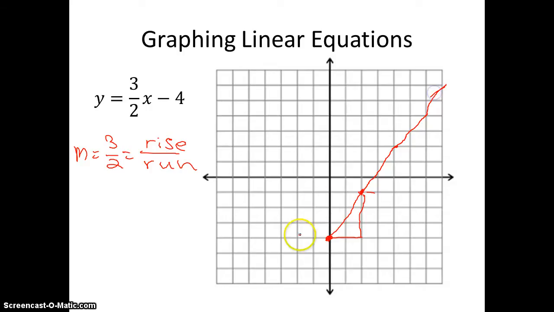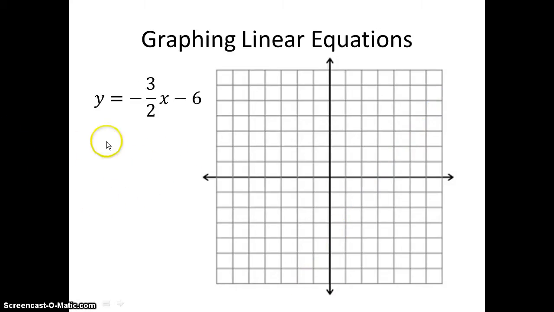And just continue that straight on. And then we can go down 3 to the left 2. And just connect your dots. Now, another problem. Our y-intercept is at -6. So 1, 2, 3, 4, 5, -6.